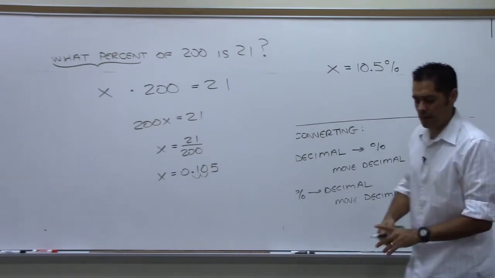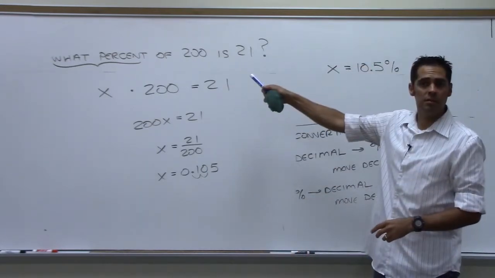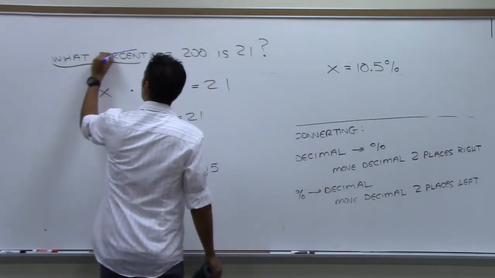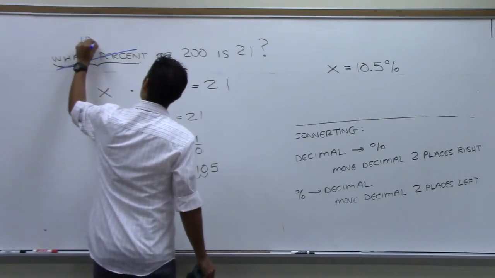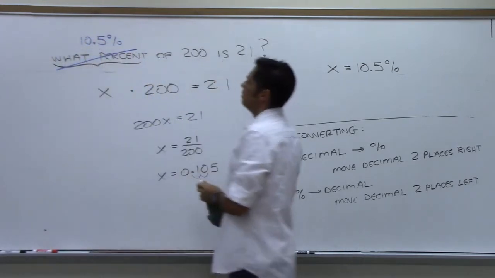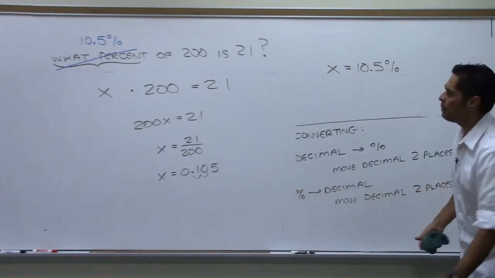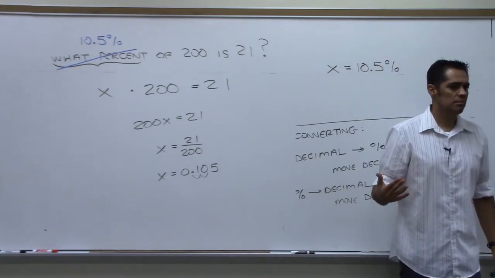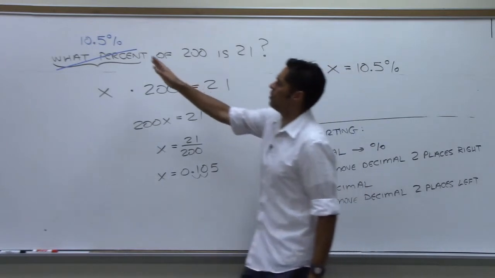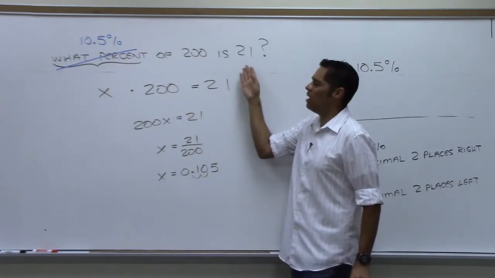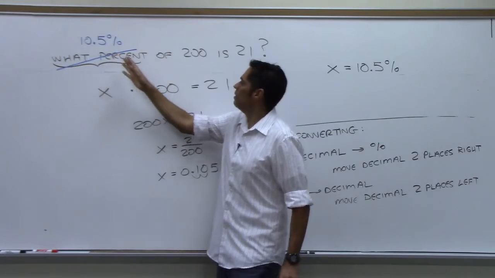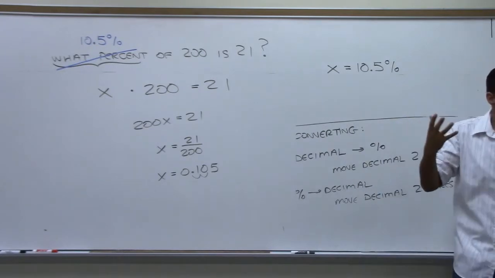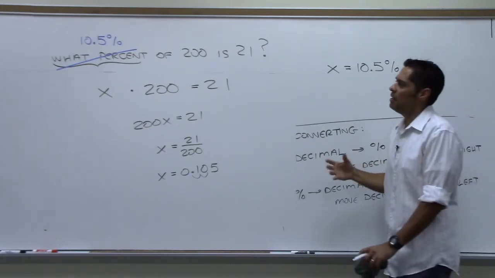Now, it's always a good idea to go back and replace your answer and read the problem and see if it makes sense. 10.5% is what we got, right? 10.5% of 200 is 21. Does that make sense to you? What would 50% of 200 be? It would be 100, right? What would 25% of 200 be? 50. So you can try to rationalize your answer mentally. It doesn't make sense that 10% of 200 would be 21.